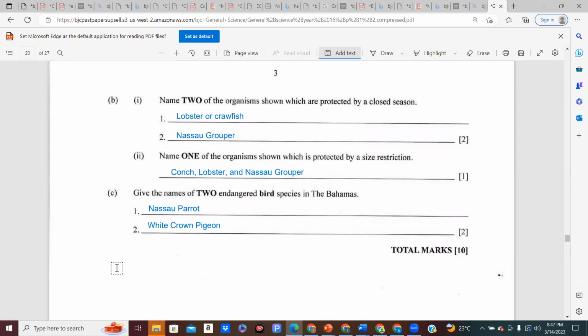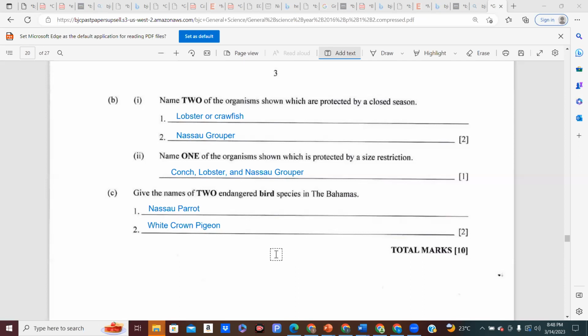Serenity? Yes, sir. Give me one of the organisms shown that is protected by a size restriction. Sorry? Name one organism that's shown as protected by a size restriction. Conch. Okay, conch. Very good.